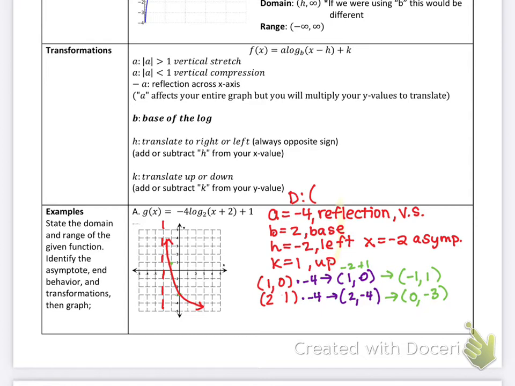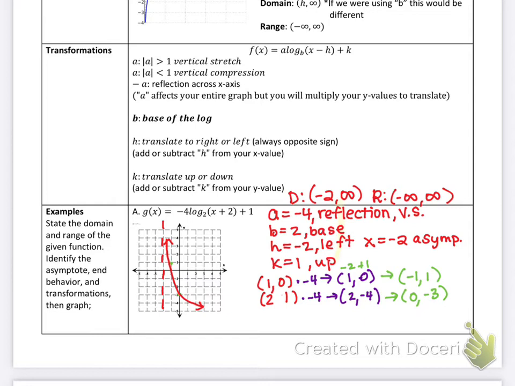And so we'll always have it, whatever the h value is, which is -2 here, and it will always go to positive infinity. And then we're going to have our range. Our range here will always be negative infinity to positive infinity, because it's always going to go forever and ever up and forever and ever down.